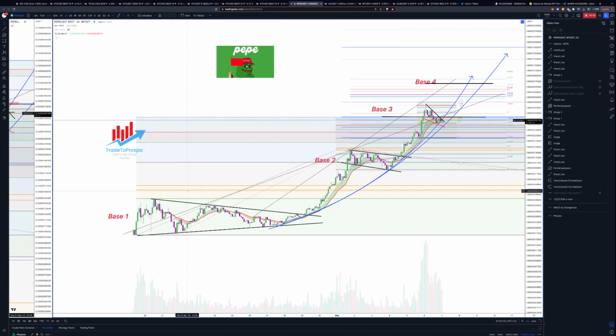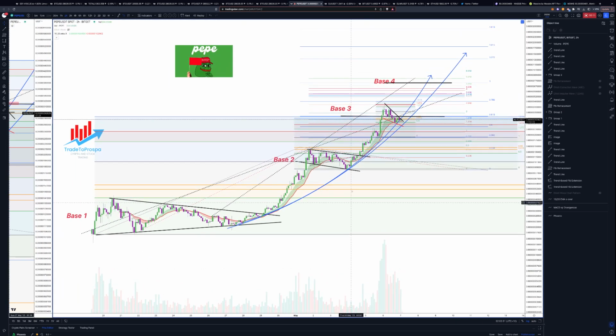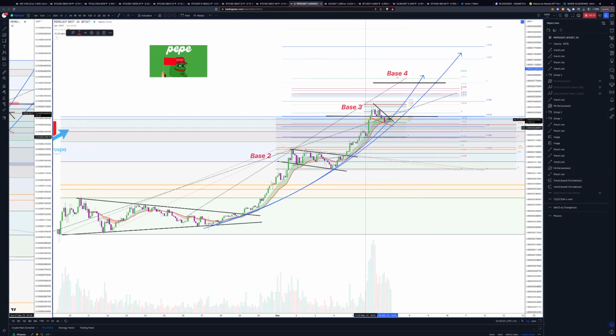If we do this, we talked about the parabolic structure and we're looking for base 3. Base 2 is there, base 1's there, so you need to go to the previous video to understand what I'm talking about. What I have here is a subsection, I believe.